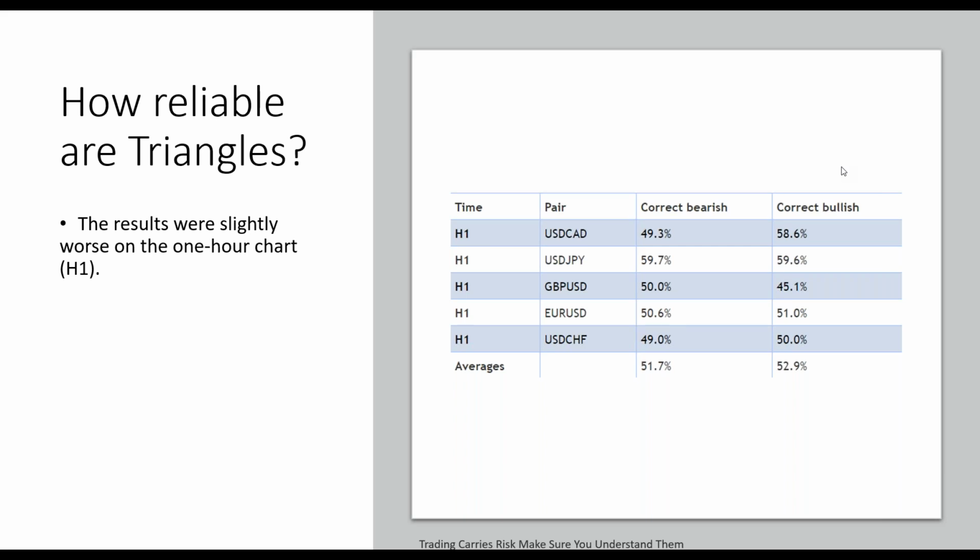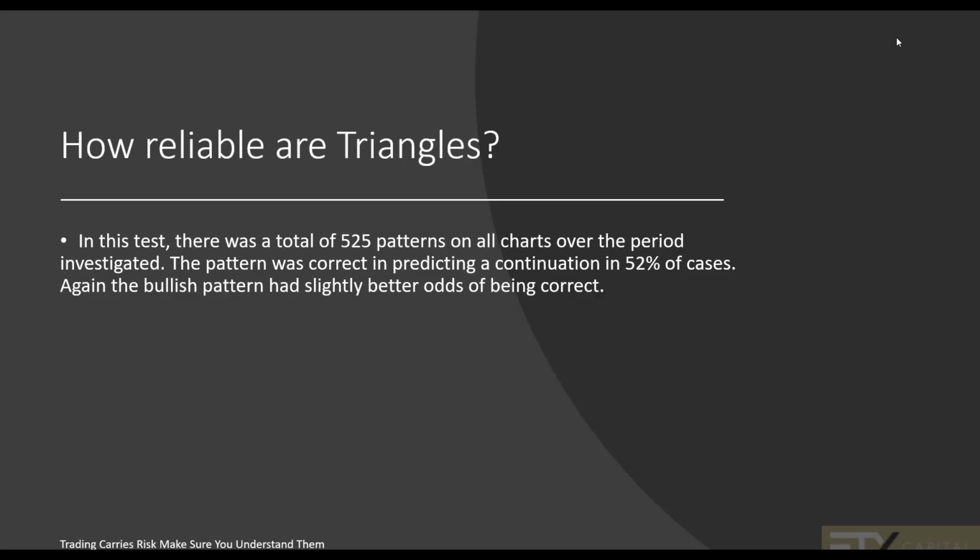But if you moved it to the third candle, you had much closer to a 70% chance of being correct, even though you might lose some price movements or you might not be able to get some of the trades in. Your trades were a lot less risky. So in the test, there was a total of 525 patterns in all charts over the period investigated. The pattern was correct in predicting a continuation in 52% of the cases. Again, bullish patterns had slightly better odds of being correct.